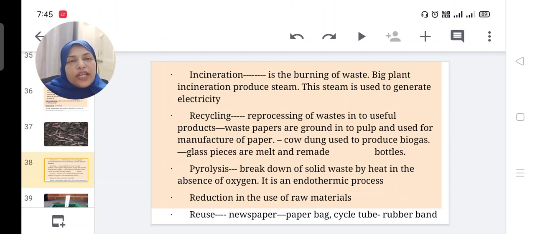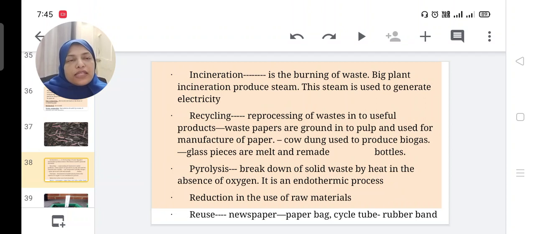Then incineration. It is the burning of waste. Big plant incineration produces steam. This steam is used to generate electricity. In big multinational companies and factories, they are using incineration, and when they are burning the waste, it creates steam. That steam is further used for generation of electricity.